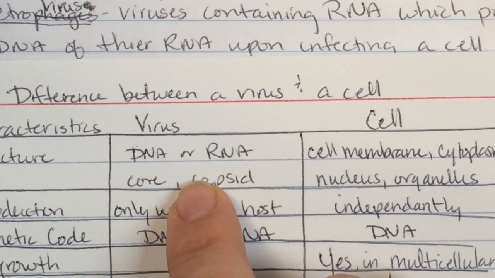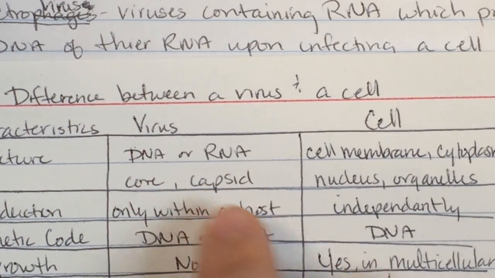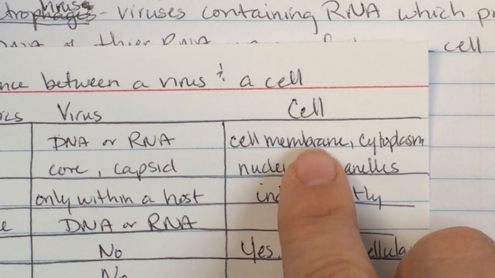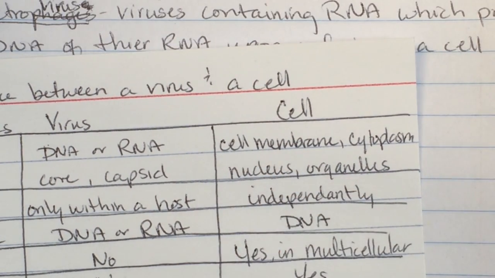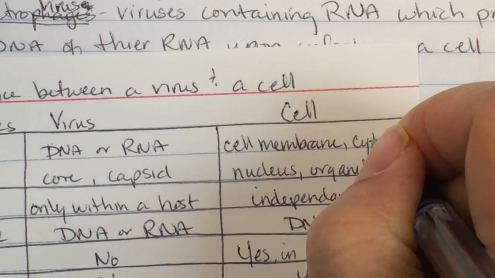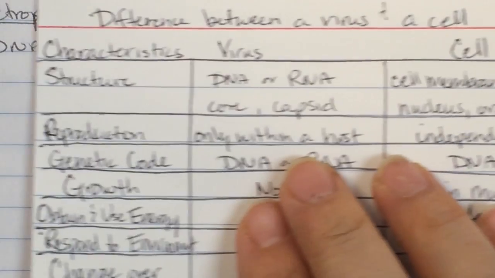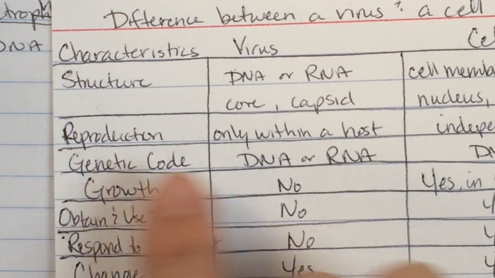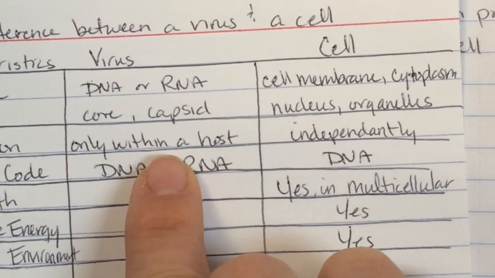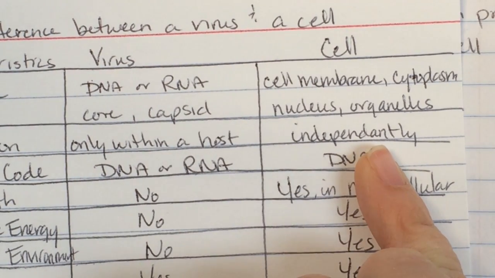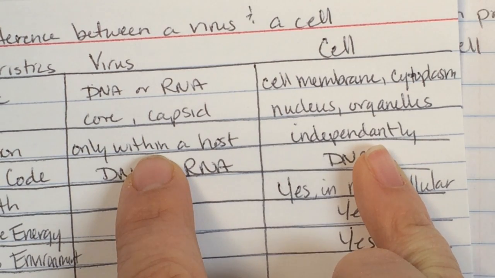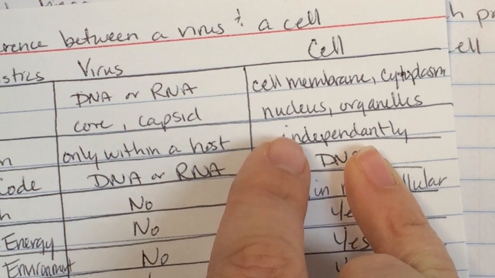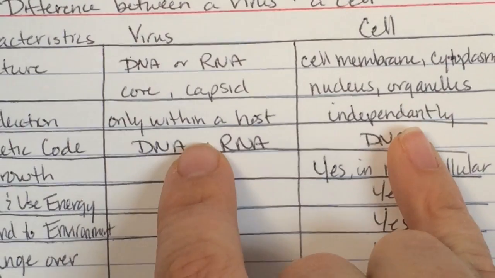Viruses are composed of DNA or RNA, a core, and a capsid, whereas cells, especially eukaryotic cells, have a cell membrane, cytoplasm, nucleus, and organelles. Let me make that T on cytoplasm a little more obvious there, cytoplasm. The reproduction of a virus is only within a host cell, whereas cells can reproduce independently. So viruses must rely upon a cell in order to make more viruses, where your cells can just reproduce and grow on their own, usually through the process of mitosis.